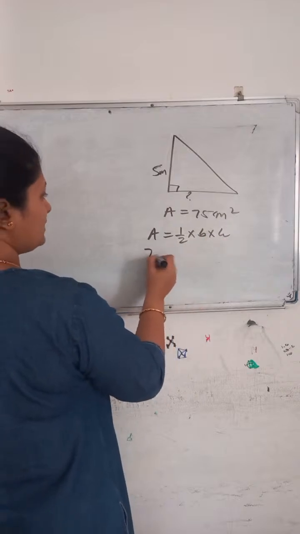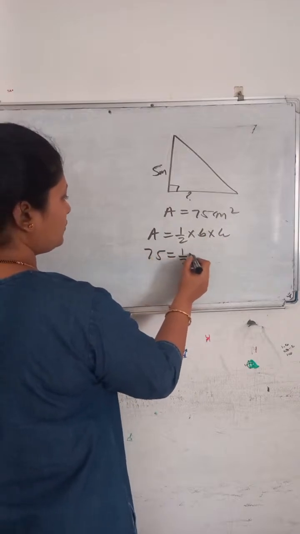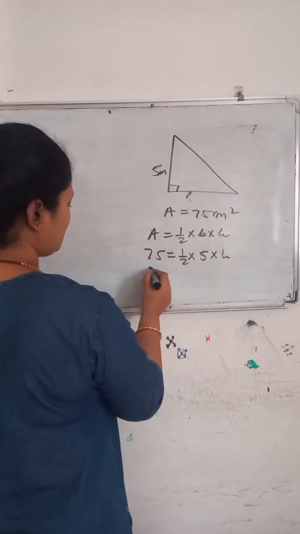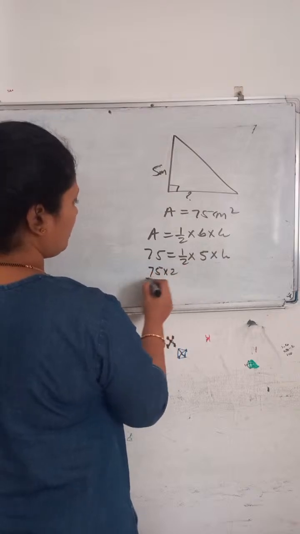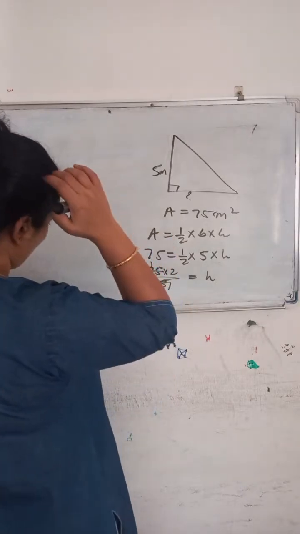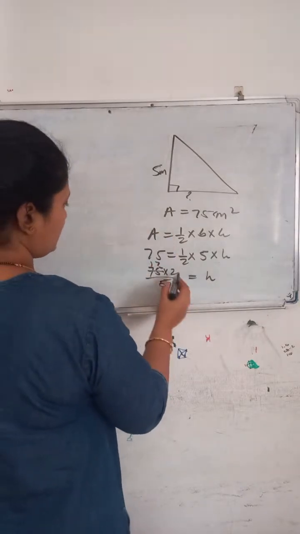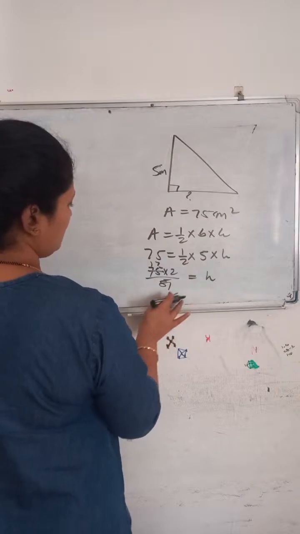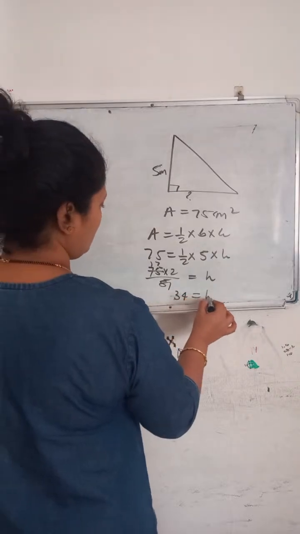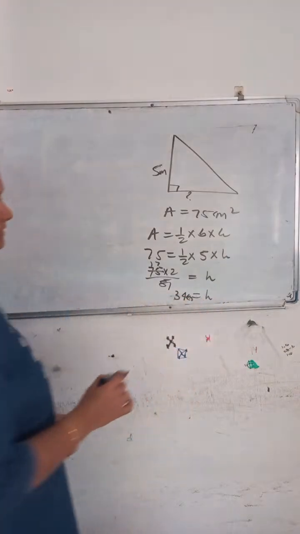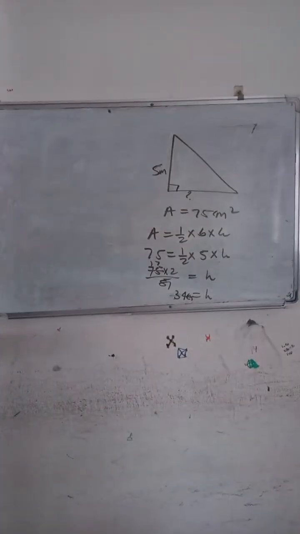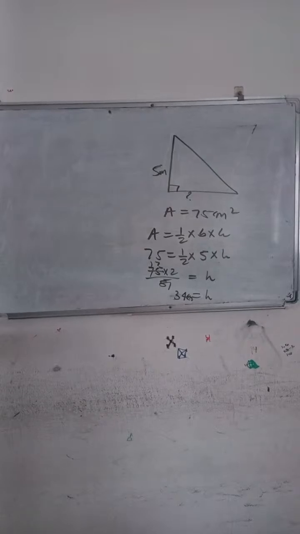So area is nothing but 75. 1 by 2, base here is 5 and height we have to calculate. So 2 I will transpose here. 75 into 2, 5 is multiplied so it gets divided, here h. 5 ones are 5. So here 15. 15 twos are how much? 30. h is 30 centimeter, the other side. Getting this? Okay, copy this.